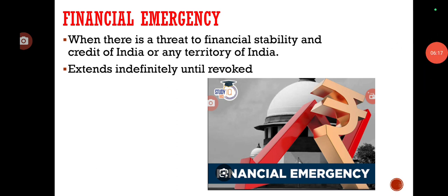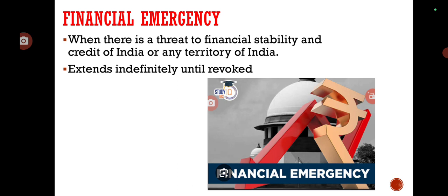During this financial emergency, the financial authority of the state is controlled by the center, and if any money bills or financial bills are passed by the state assembly, these bills are reserved for the consideration of the president. And it can even reduce the salaries and allowances of any class of people serving the state and center, and even the judges of the Supreme Court and High Court.